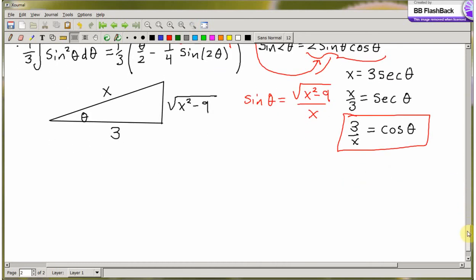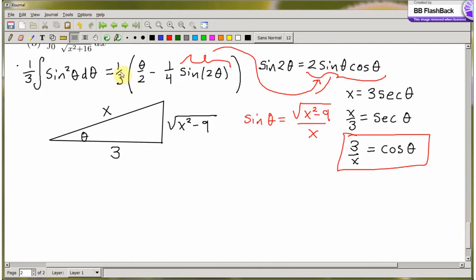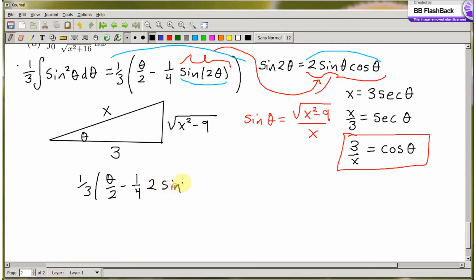Okay, so now I want to recopy this. This is what we're working with, so just to make sure everybody stays with me, I'm going to copy this stuff over and replace sine 2 theta with what it's equal to. So I've got 1/3 theta over 2 minus 1/4, and I'm replacing sine 2 theta with 2 sine theta cosine theta.